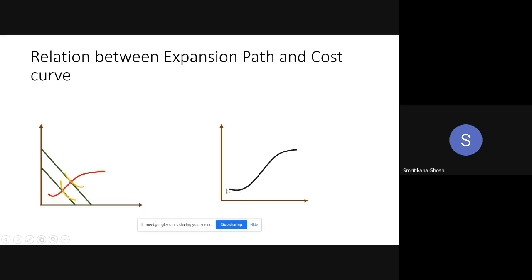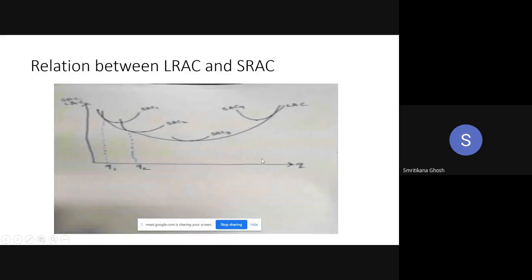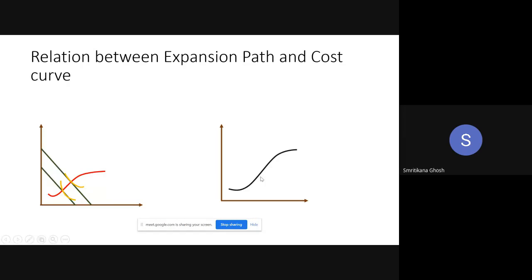This is the total cost. Okay, so total cost on the vertical axis, total quantity on the horizontal axis. If you plot all those cost minimizing points from the first diagram, you will get the second diagram, that is the total cost curve. So this is how sometimes the questions come: how to get the cost curve from the expansion path. This is the way to get the total cost curve.